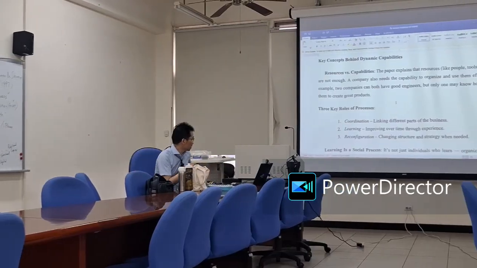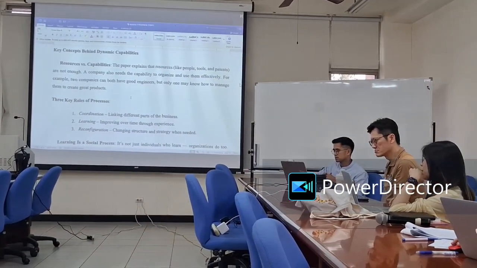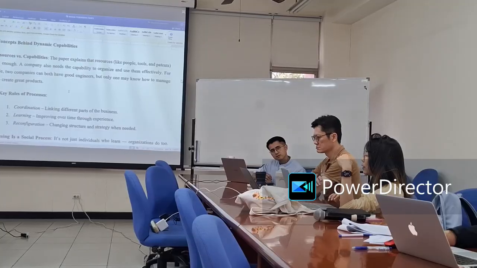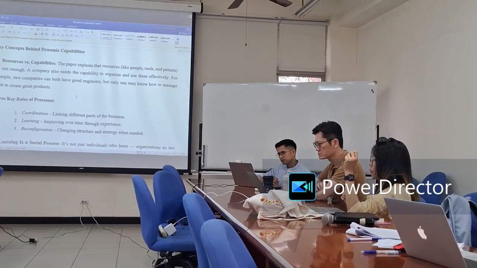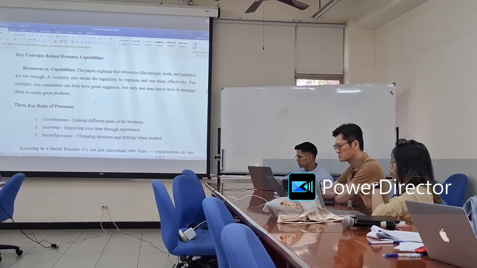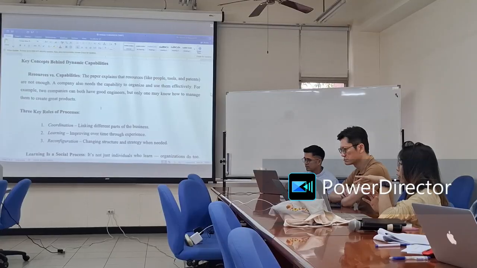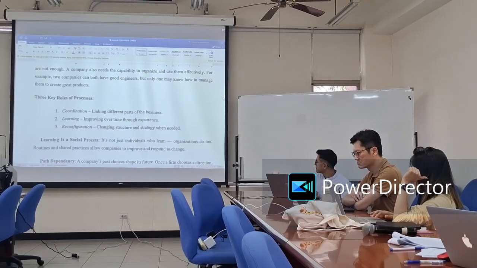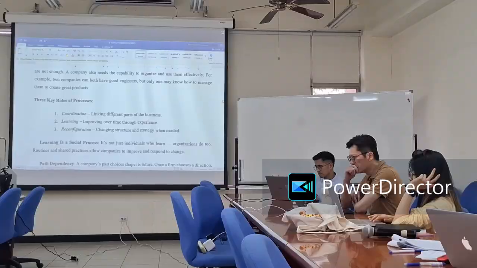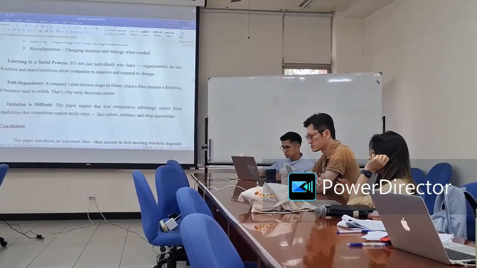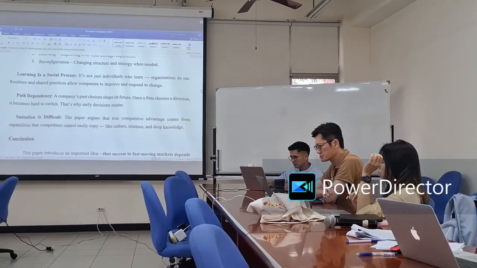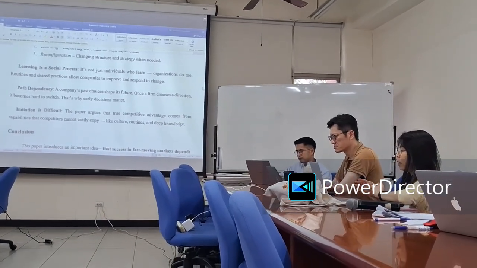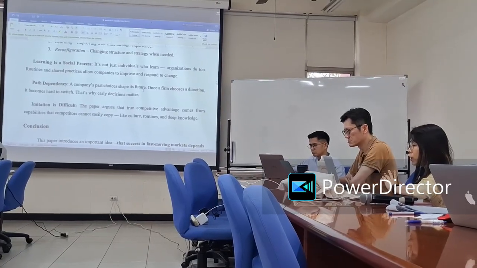So please continue. Resources like people, tools, and patents are not enough. The company also needs to organize and use them effectively. If two companies both have good engineers, only one company may know how to manage them and create a good product. So there will be three processes: coordination, learning, and reconfiguration. The path is the past choices of the company, and it can shape the company for the future. When the firm chooses a direction, it becomes difficult to change to another. So that is why early decisions are very important.